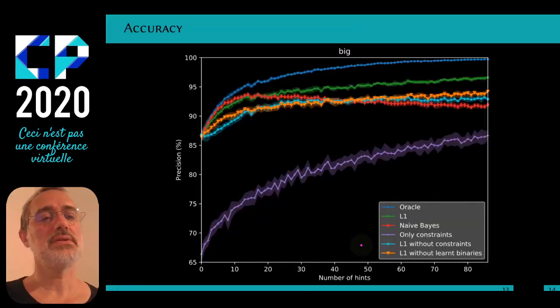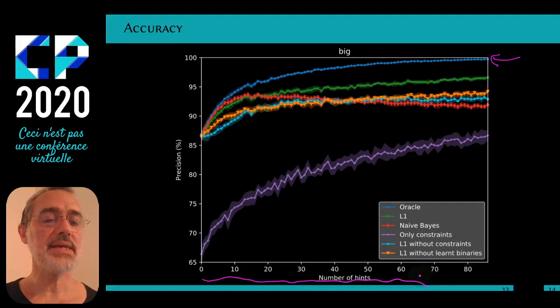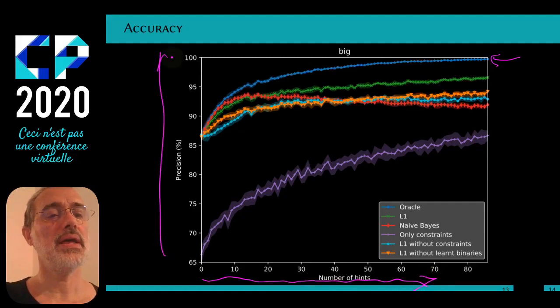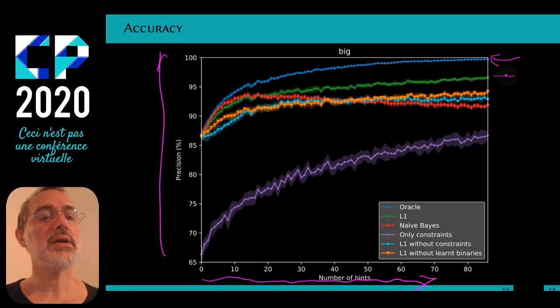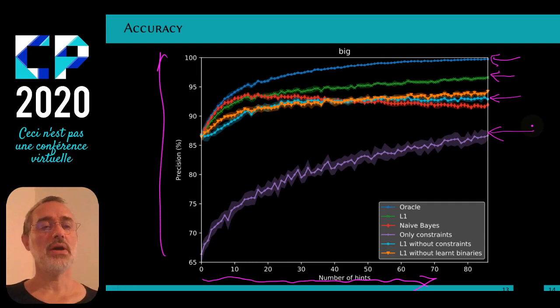And these are the results on this big problem. So you see the performance of this oracle. This is the number of variables which have already been assigned by the user, and this is the accuracy, or the precision. And you see that just below the oracle, we have our framework where we use both the learned CFN plus the configuration constraints. If you forget the configuration constraints, you end up here, and if you forget instead the learned CFN, you end up here. So combining the learned preferences with the known configuration constraints is best.